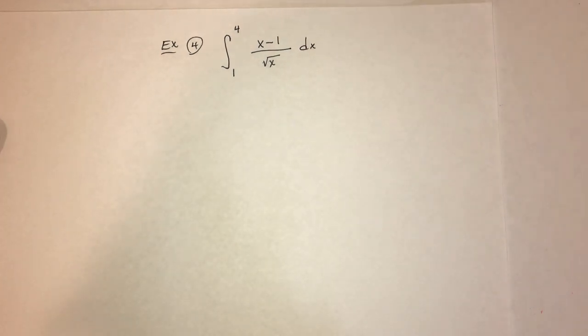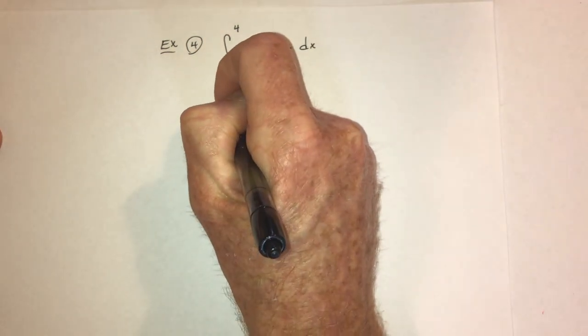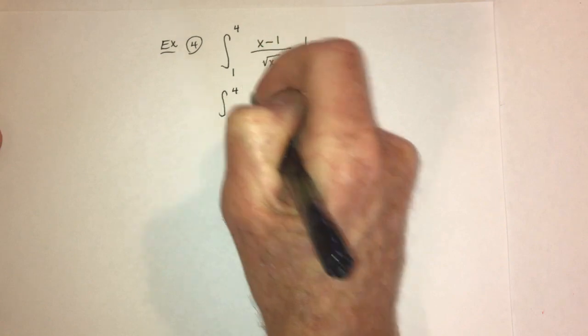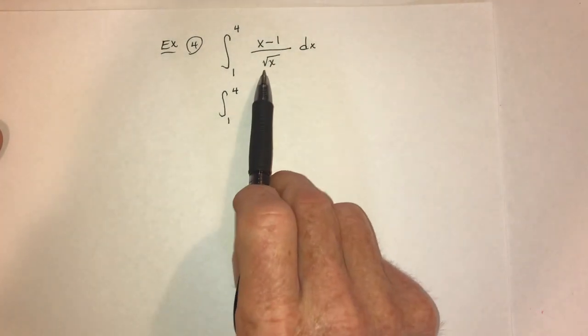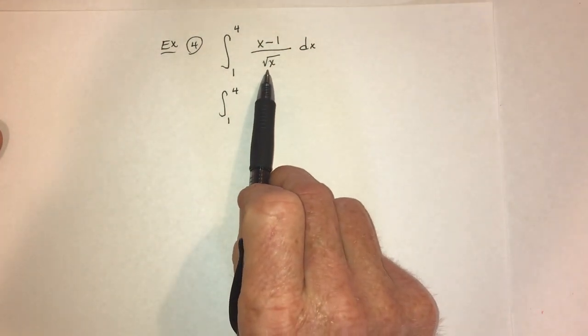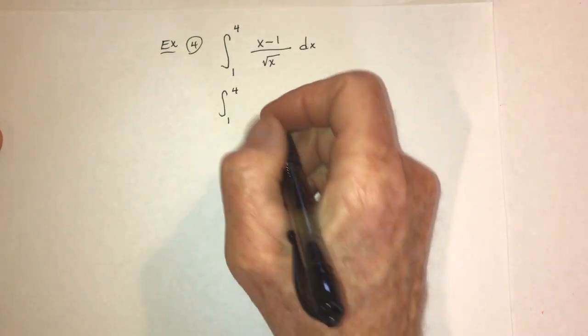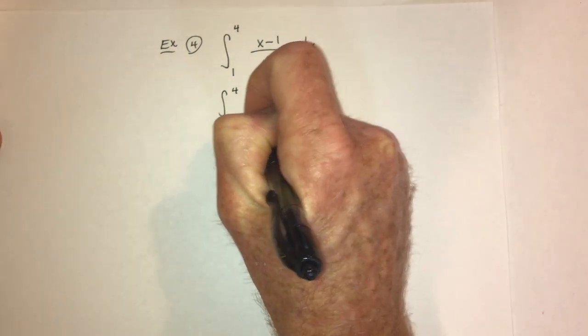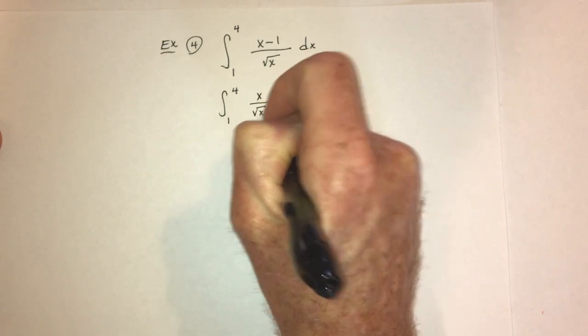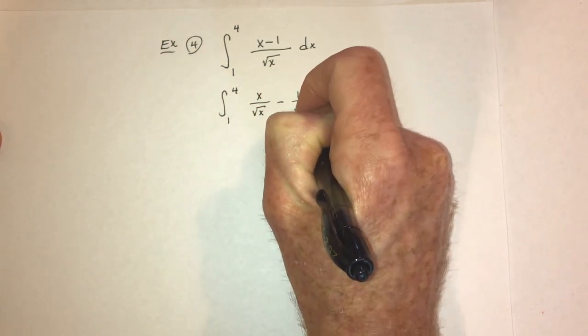Well, this one is a quotient, and we do not have a quotient rule for integrating, which means we need to use algebra. So rewrite this one. When there's one thing in the denominator and more than one thing in the numerator, you can break that up. This one can be broken up into two fractions, one that says x over the square root of x minus 1 over the square root of x.